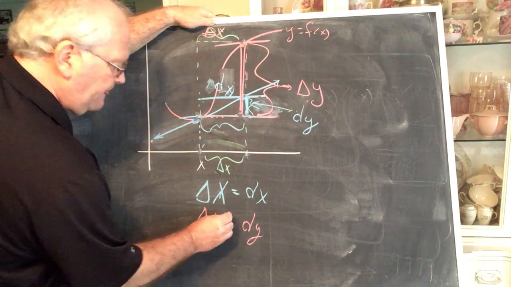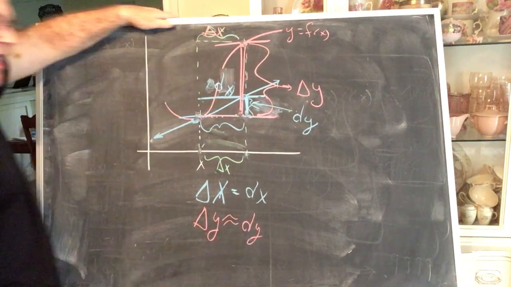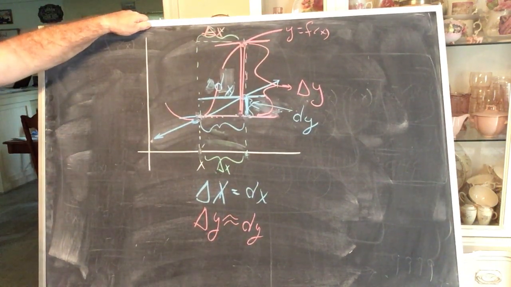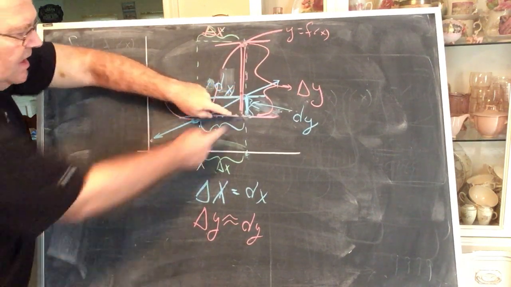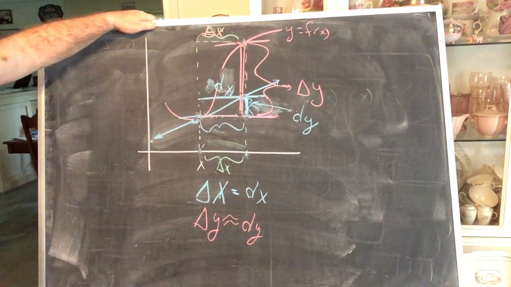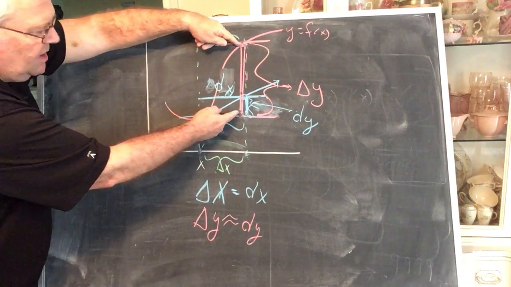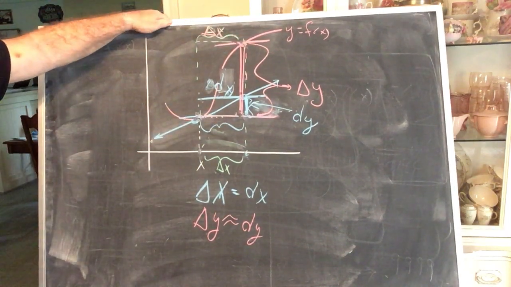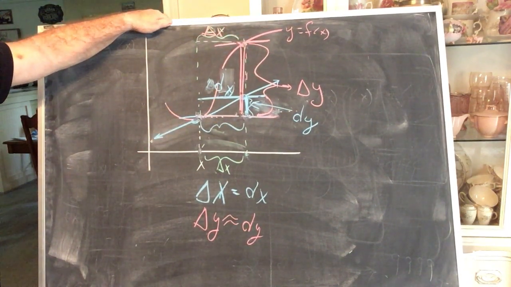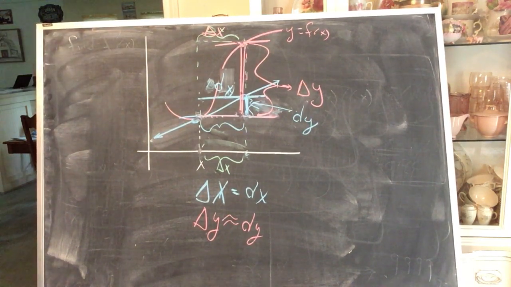These are not equal, but they are approximately equal. This distance and that distance are approximately equal. It's just in this particular case, it's a bad approximation. And this should sound familiar. How do we make the approximation better?